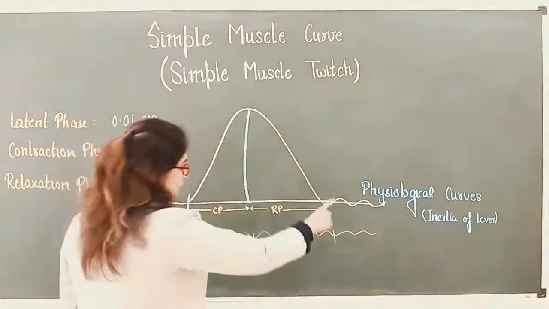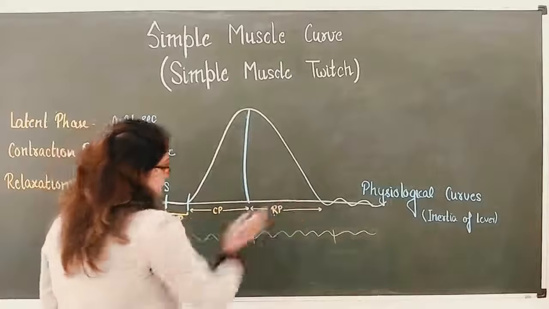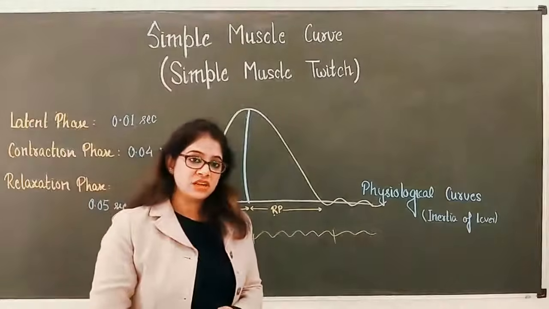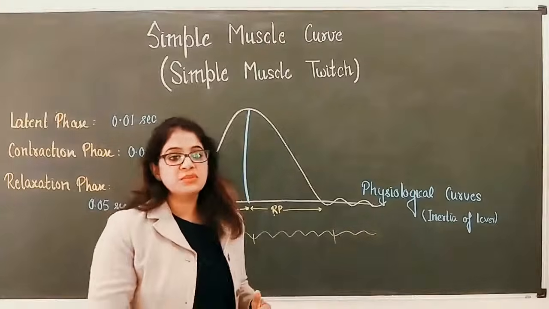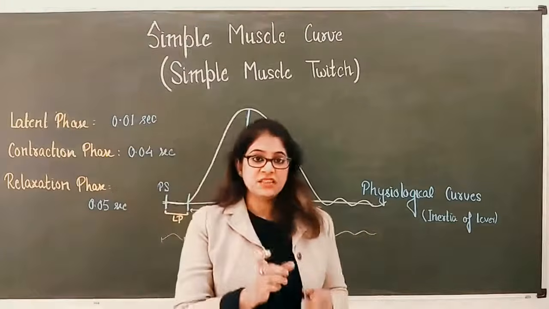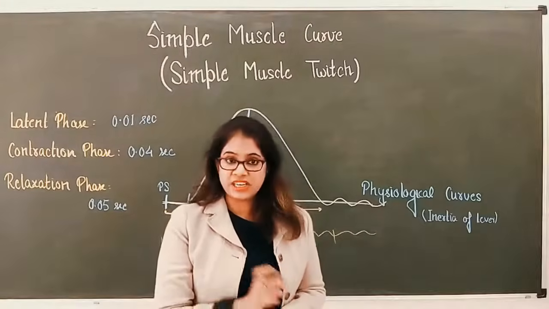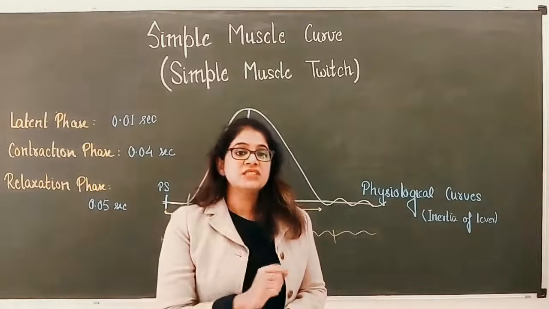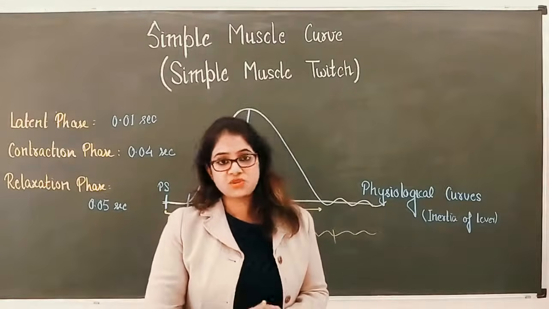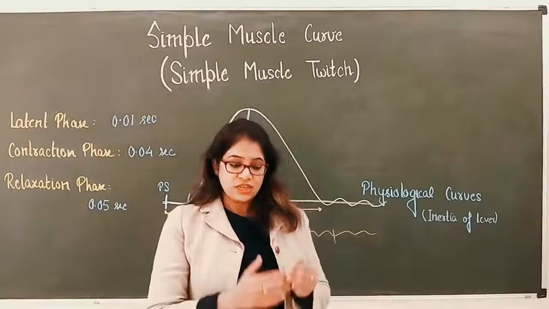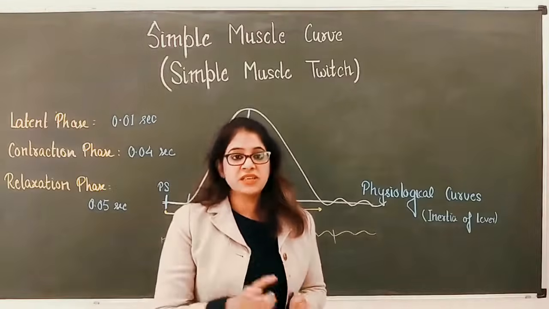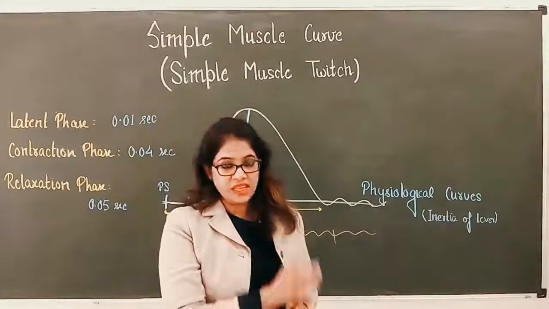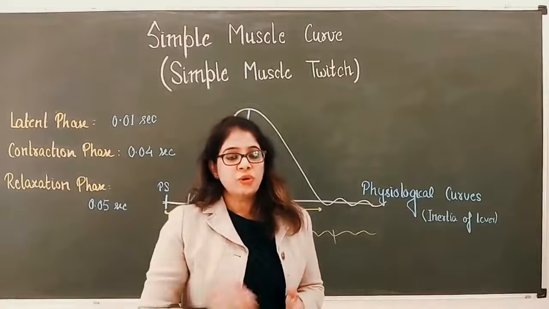There will be a single graph and there will be different phases of that graph. So this is simple muscle twitch or simple muscle curve. How do we obtain the simple muscle curve? We usually take the nerve muscle preparation of any amphibian, mostly the frog. That nerve is the sciatic nerve and the muscle is the gastrocnemius muscle. We dissect the frog and obtain this nerve muscle preparation, then we put it on the myograph board, and then we obtain the graph.